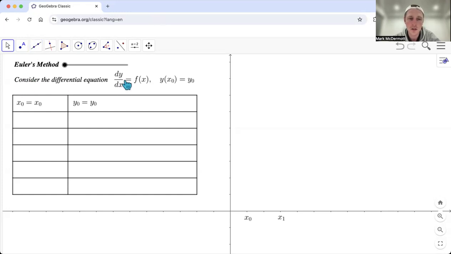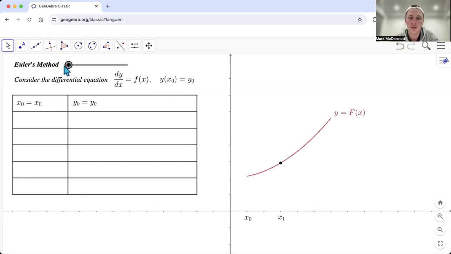Consider the differential equation dy/dx equals f of x. Just to cast your mind back to what a differential equation is, it says the derivative of some function is equal to f of x, some other function, right? And we've also got here some initial conditions. We've just got the points on the curve that are on our solution curve, x naught, y naught. So that just looks like this.